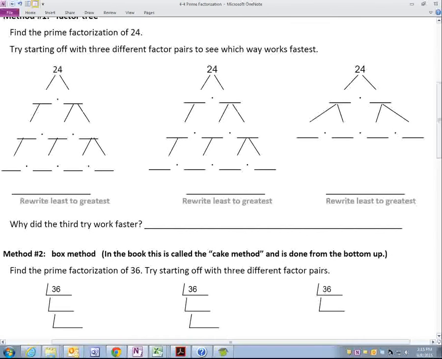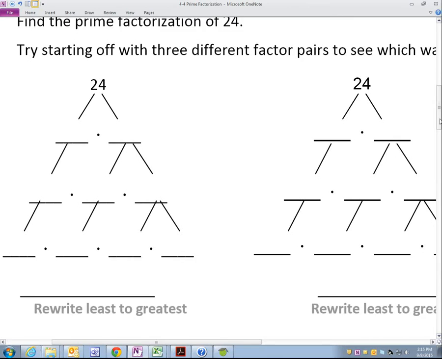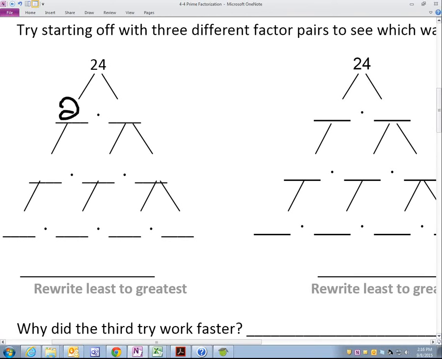All right. Starting off with 3 different factor pairs. We see which works best. Factor pairs. It's like Georgia peaches, but factor pairs. We're going to start with 2 here and 12 here. Whenever we have a factor tree, every line horizontally, when you multiply those numbers together, you're going to get the number at the top of the factor tree. Because 2 times 12 is 24.